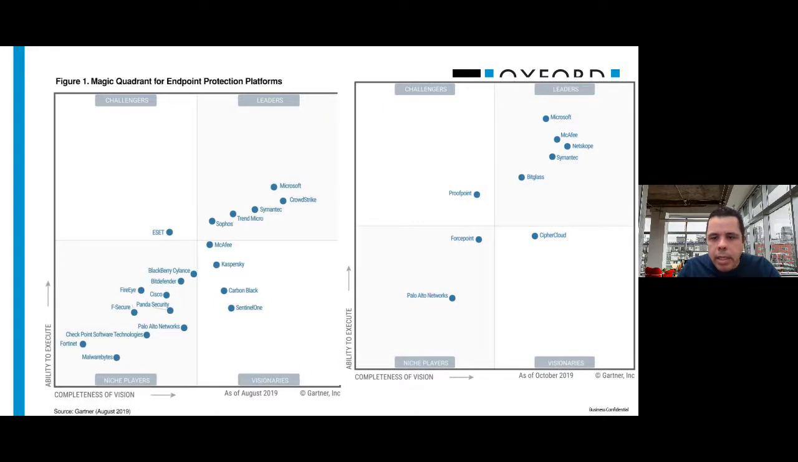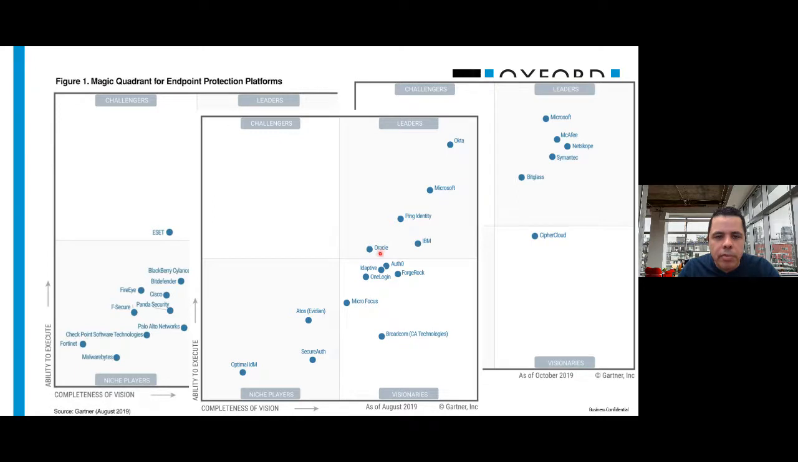In the CASB area, again, Microsoft Cloud App Security is in that leader Magic Quadrant with McAfee, Netskope, and Bitglass also in that range. But again, the difference here is that we're talking about an integrated, best-in-class suite of products, which at least Gartner regards as best-in-class.